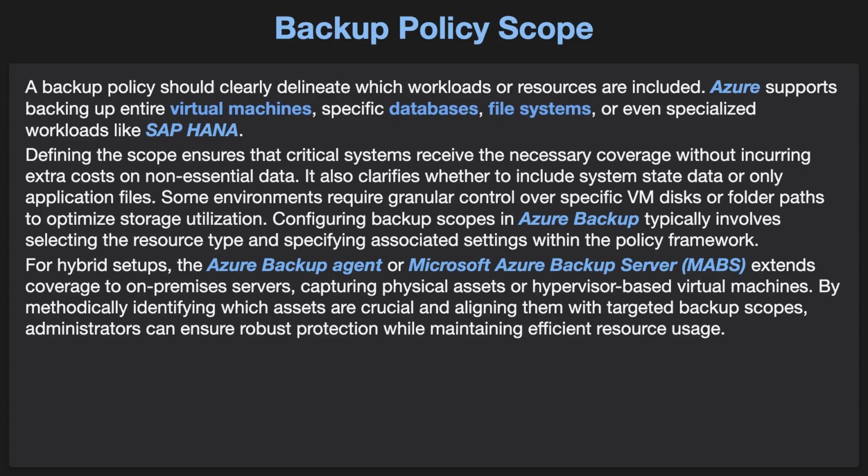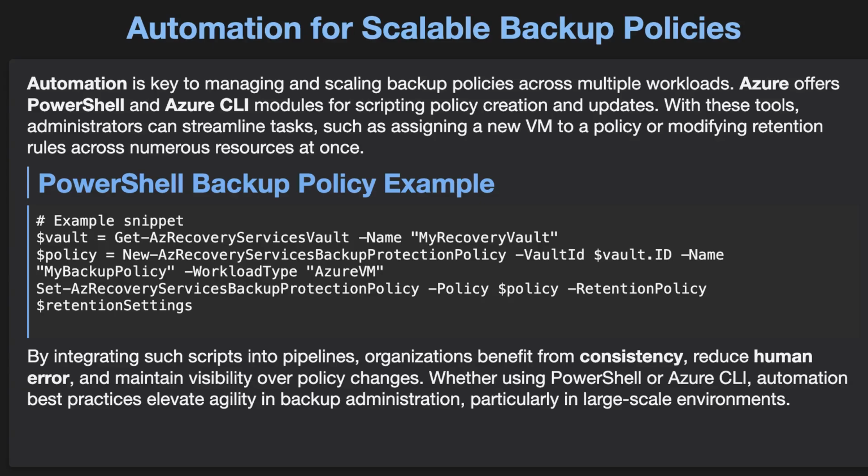Configuring backup scopes in Azure Backup typically involves selecting the resource type and specifying associated settings within the policy framework. For hybrid setups, the Azure Backup Agent or Microsoft Azure Backup Server, MABS, extends coverage to on-premises servers, capturing physical assets or hypervisor-based virtual machines. By methodically identifying which assets are crucial and aligning them with targeted backup scopes, administrators can ensure robust protection while maintaining efficient resource usage.